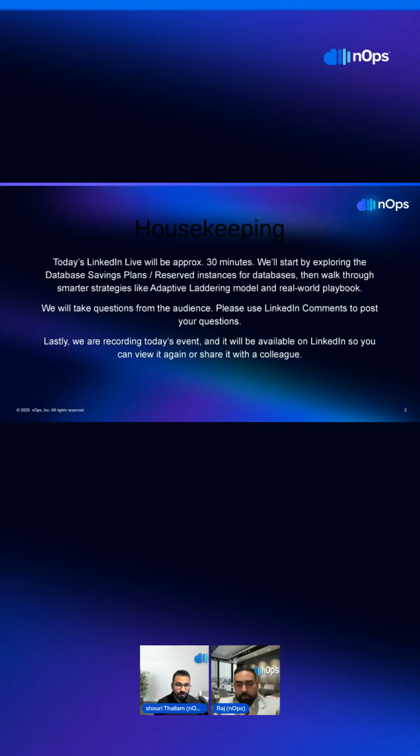We'll start exploring and talking about the topic, which is database savings plan, reserved instances for databases, which one is better, what are the strategies to follow, why do we need to talk about it, etc. And also talking about the adaptive learning model and how it works in the real world playbook, etc. And we'll take questions from you all.